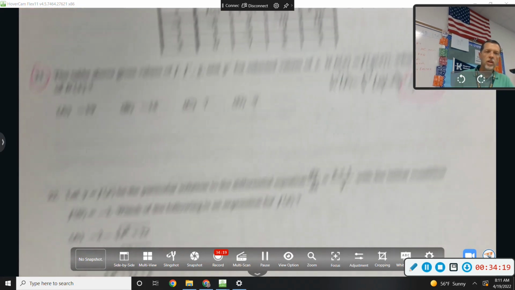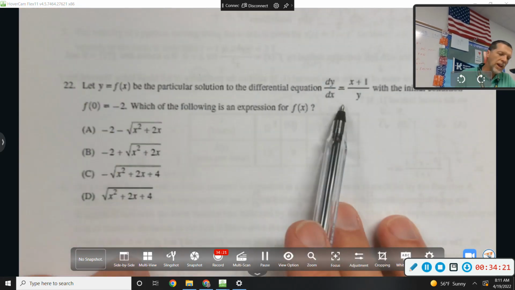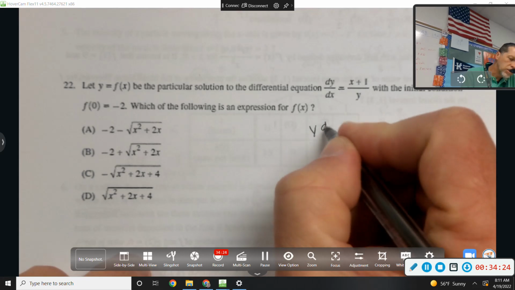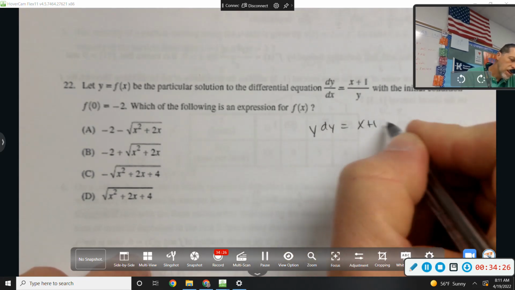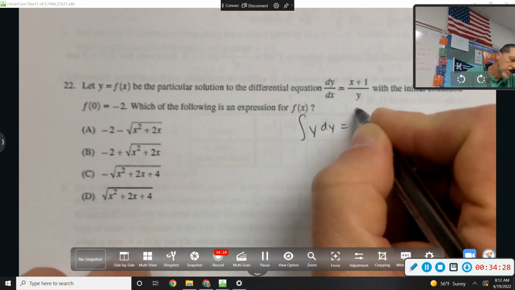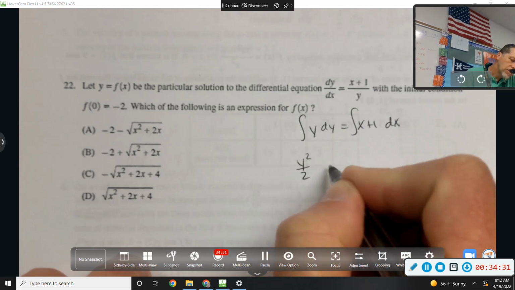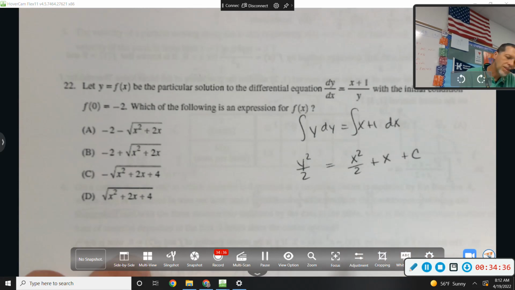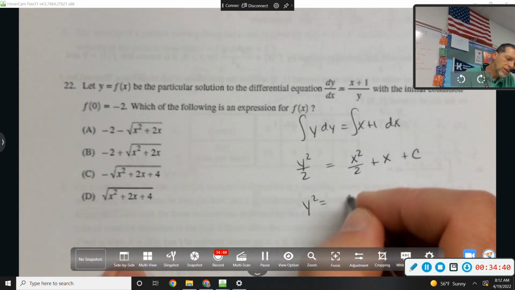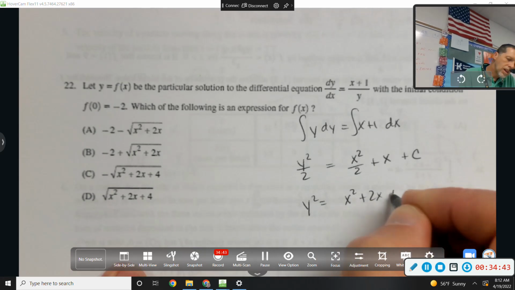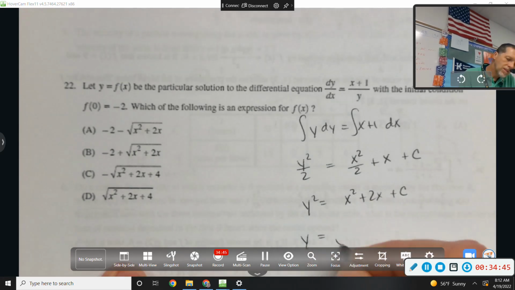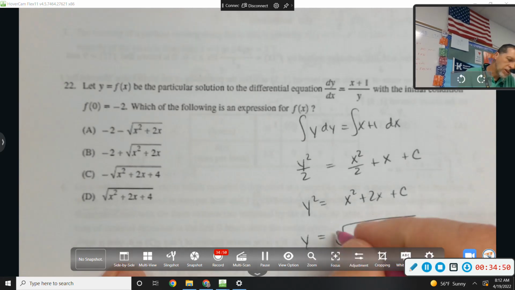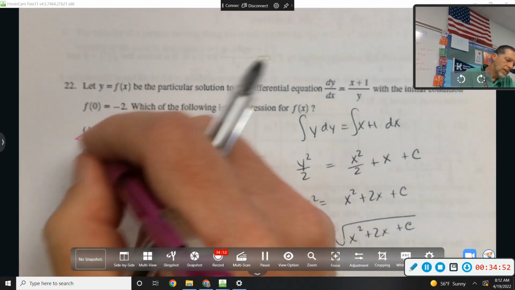22 is similar to what we're doing now. Separate variables. Integrate both sides. Y squared over 2 equals x squared over 2 plus x plus c. I would multiply through by 2 and then square root both sides. Although when we put the square roots on, we have to have a plus or minus. And so we're already down to C and D.